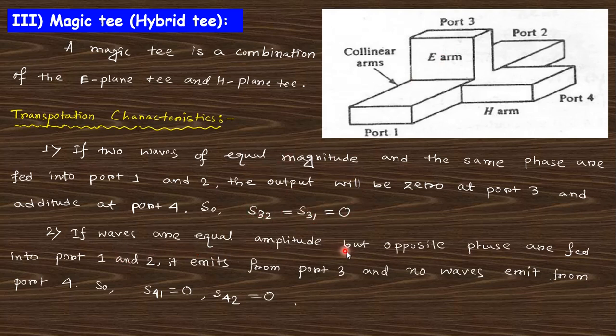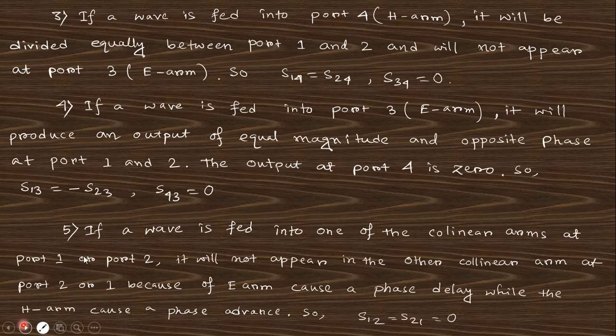If waves of equal amplitude but opposite phase are fed into port 1 and 2, that means when these are equal amplitude in the same phase, then port 3 will be 0 and port 4 will be additive. But in case of equal and opposite in port 1 and port 2, then the wave is emitted from port 3 but no wave is emitted from port 4. So 1 to 4 will be 0, and similarly 2 to 4 will be 0. So this fourth term will be 0 in that magic tee.